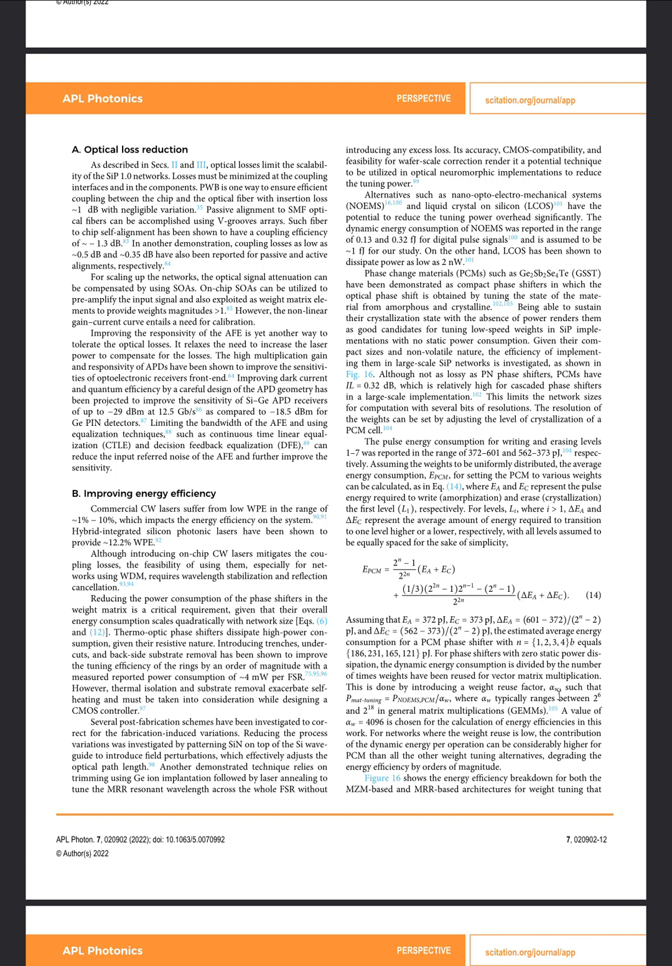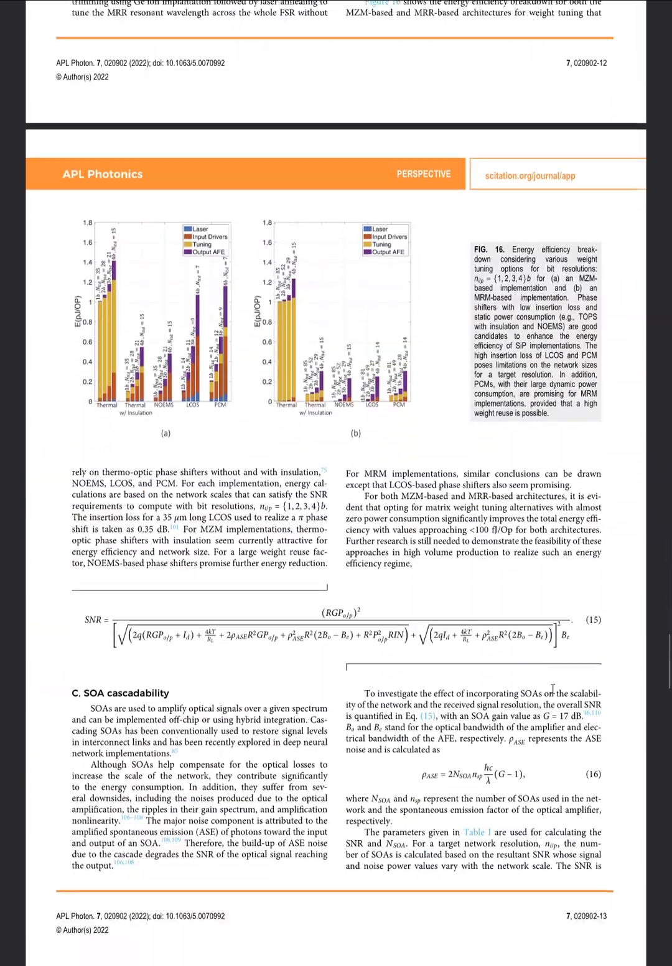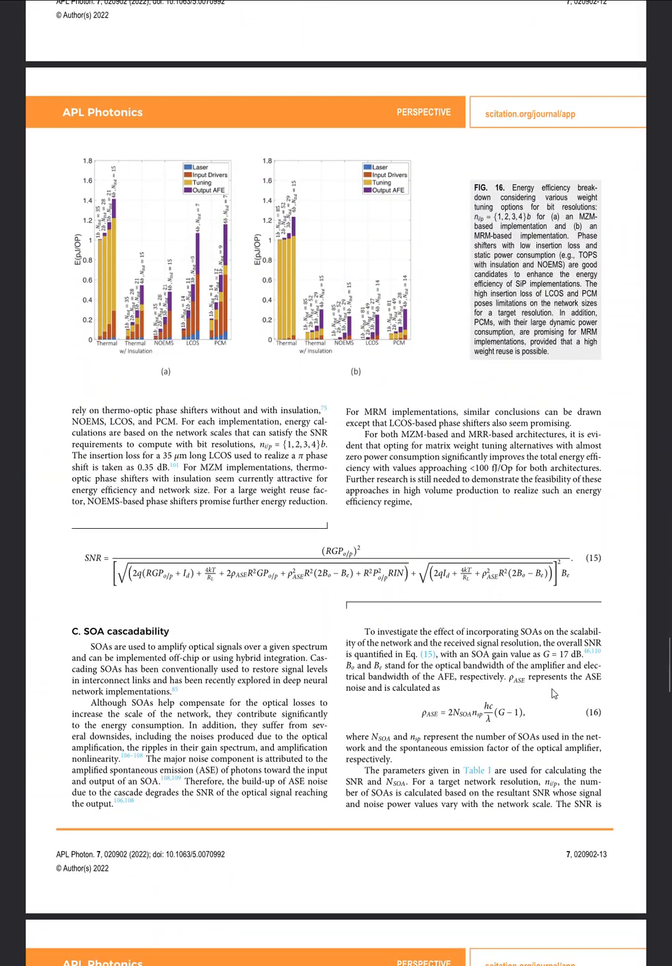Alternatives have the potential to reduce tuning power overhead significantly, and these include nano-opto electromechanical systems, liquid crystal on silicon, and phase change materials. For Mach-Zehnder modulators, thermo-optic phase shifters with insulation is the best for energy efficiency and network size, while nano-opto electromechanical system based phase shifters promise optimal reduction for large weight reuse factor. Microring modulator implementations have similar results, but add in liquid crystal on silicon phase shifters.